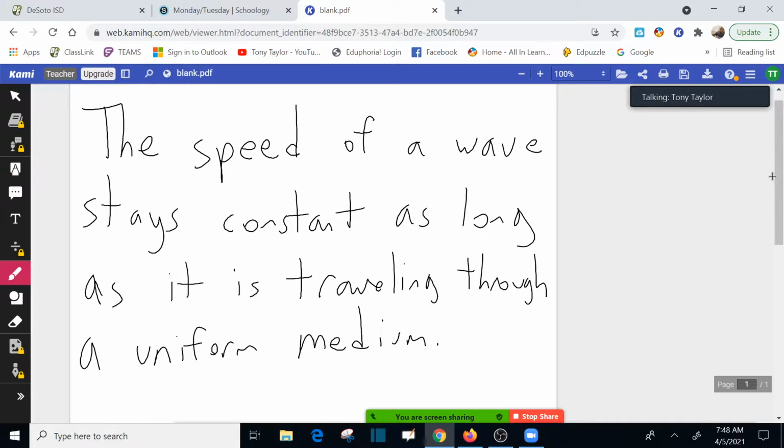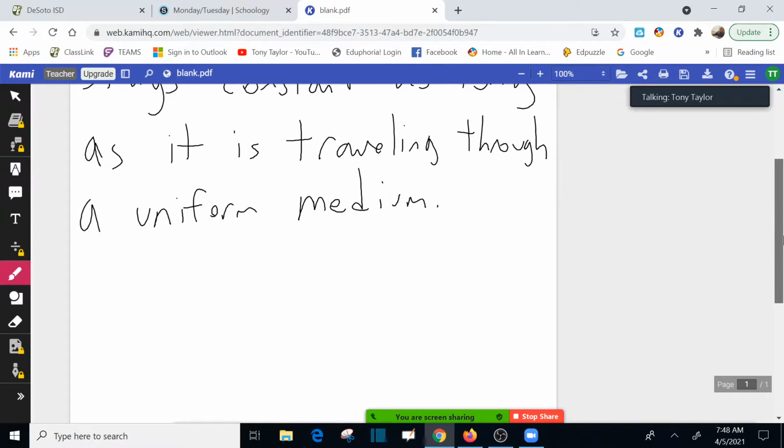This is an important fact. Obviously, light moves much slower in water than it does in empty space, right? Because those are different mediums. Just an important thing I need for you guys to keep in mind.